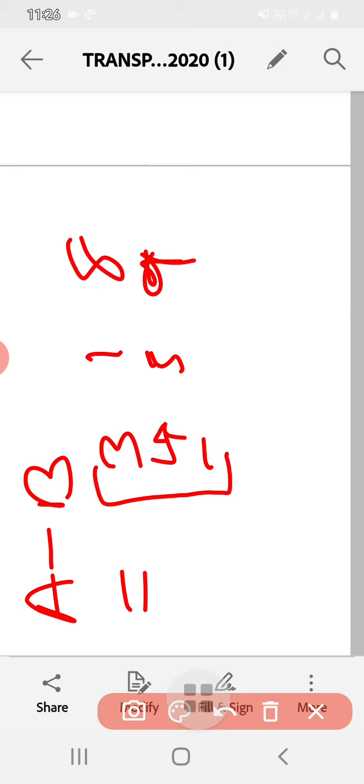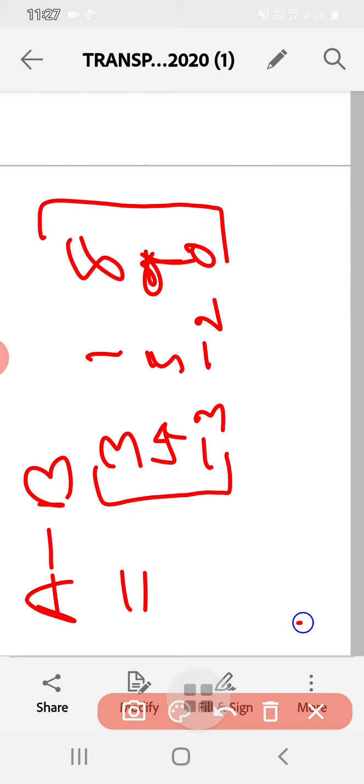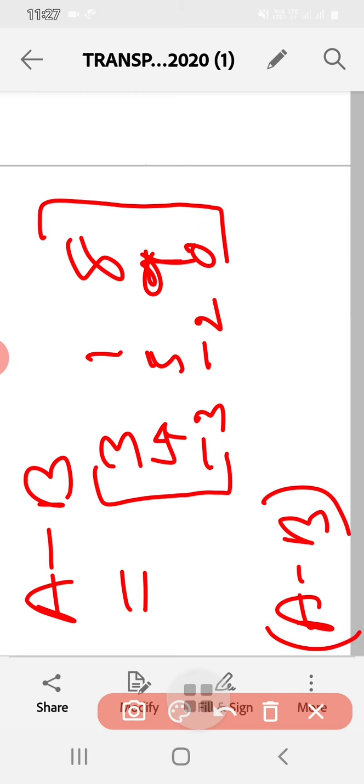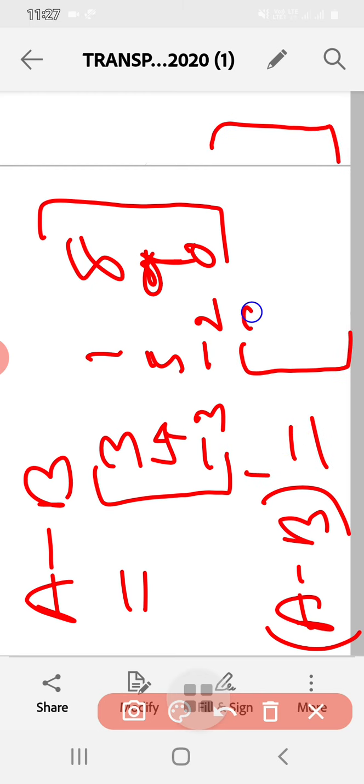Then minus 2 minus 1, that is minus 3. 1 minus 3 is minus 2. 1 minus 1 is 0. So this is a minus b. What we want on the left hand side here is (a minus b) whole dash, which means we have to write the transpose. So I will make the transpose here.